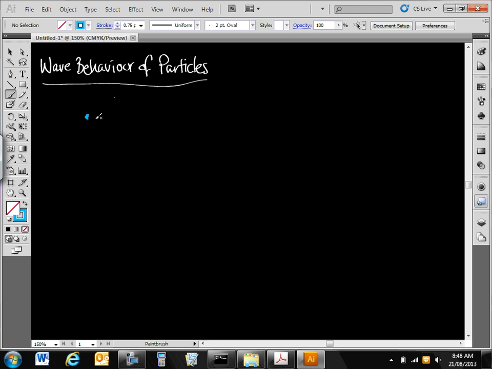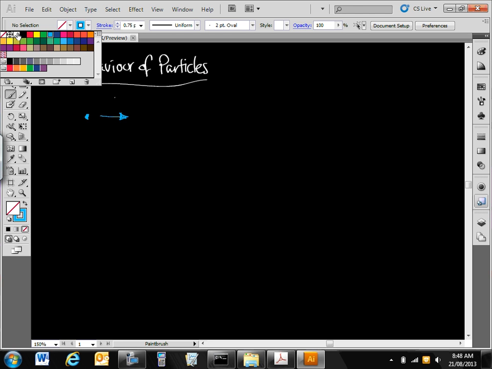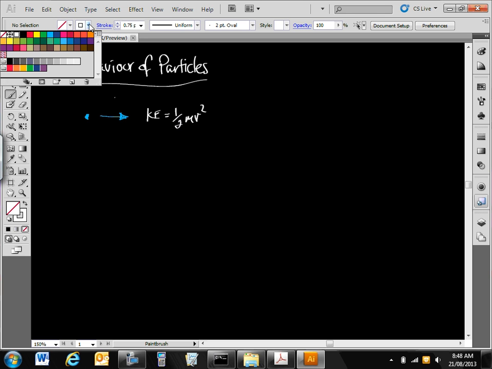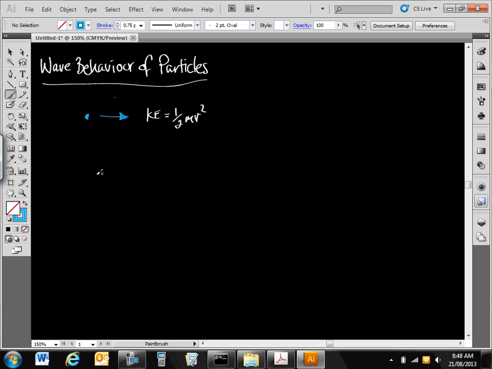Particularly, we'll look at the electron and the fact that we've been looking at this particle as having a kinetic energy in most cases equal to half mv squared. Of course, this is the mass, this is its velocity. We also need to look at the particle as having wave-like properties.